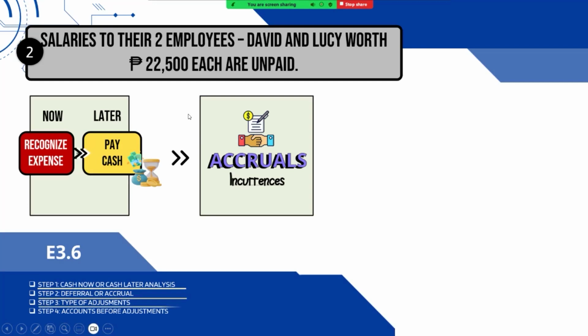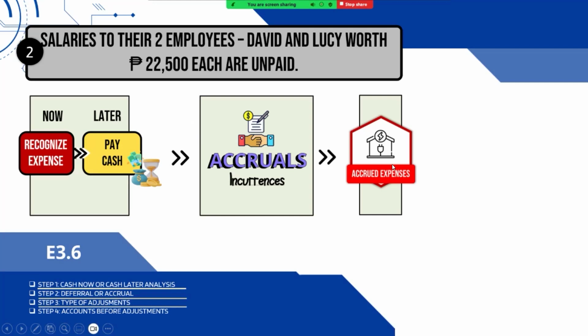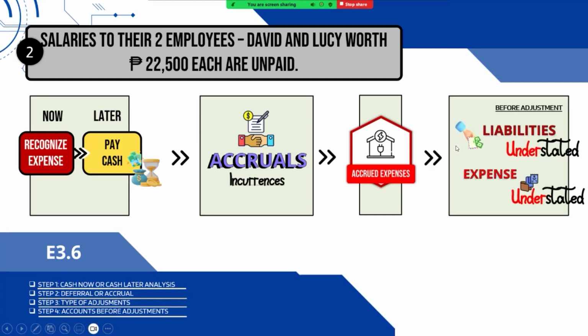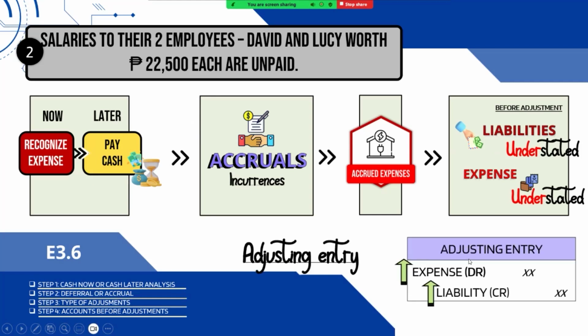Specifically, what type of accrual? It's an accrued expense. And what usually happens under accrued expense is that if you do not recognize this expense, your expense will be understated and your liabilities would be understated. Therefore, our adjusting entry would be to increase our understated expense, so that's a debit to expense, and then to increase our understated liability, so that would be a credit. So debit salaries expense of 45,000 because there are 2 people, so 22,500 times 2, and credit salaries payable of 45,000.